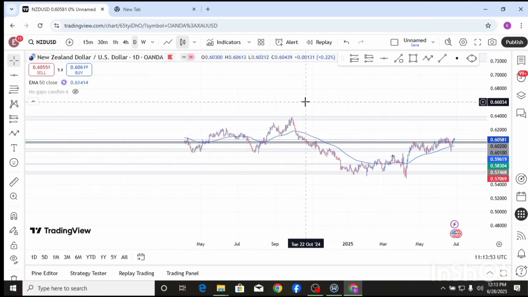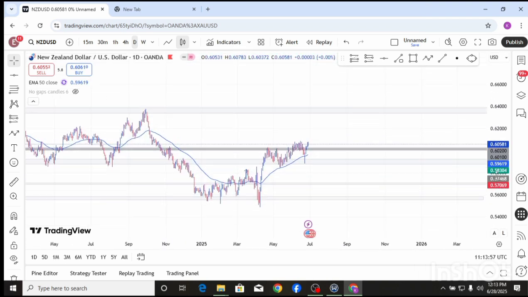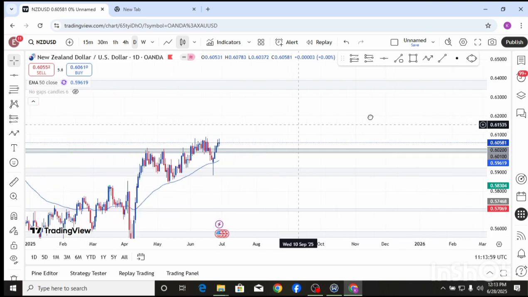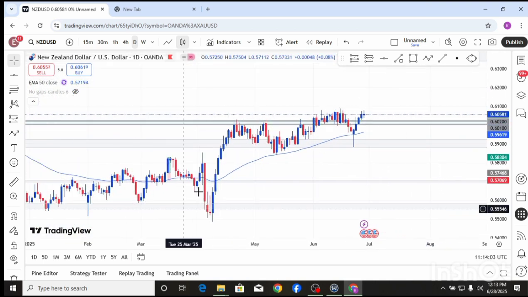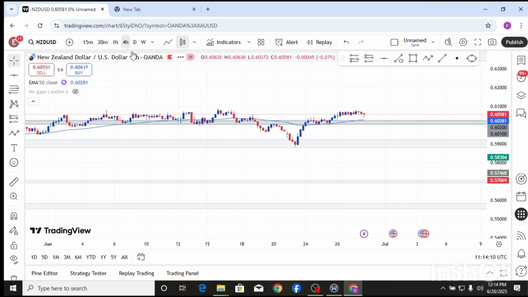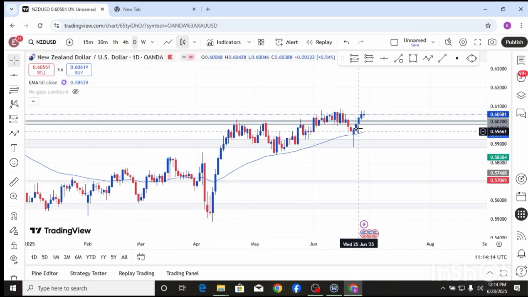So on the daily, market is obviously very bullish. Bullish for now. Market is still bullish. This market is creating new highs: higher high, higher low, higher high, higher low. On the 4 hour. So now here on the daily, what we're seeing here is that market finally broke above here.